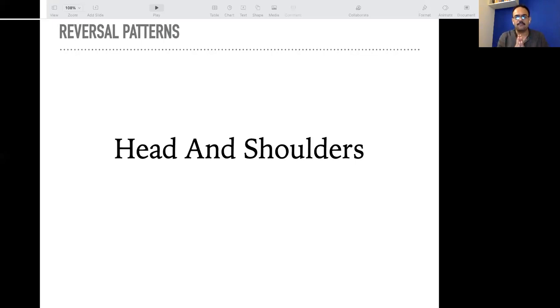Since we are learning the language of charts, the charts will automatically tell us when the accumulation and distribution is happening.